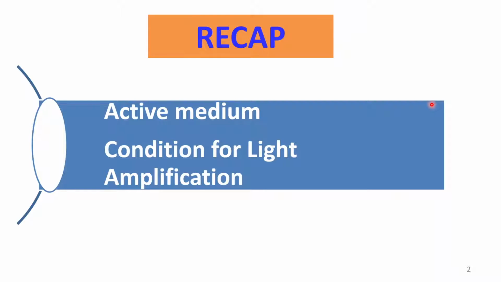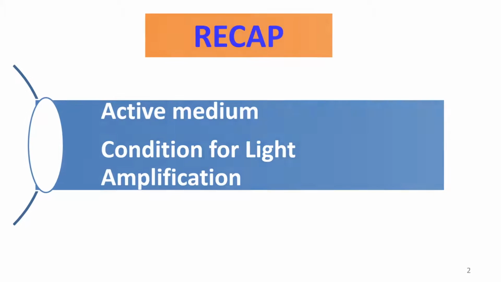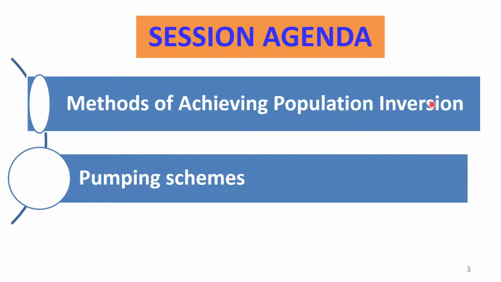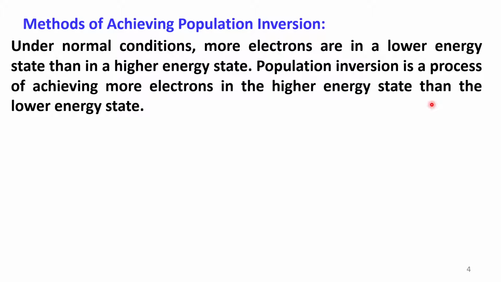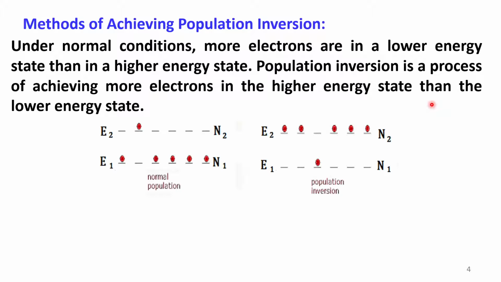Friends, in the previous lecture, we have seen about the active medium and the condition for light amplification. Today in this lecture, we are going to see about the different methods of achieving the population inversion and the different pumping schemes. Friends, now we are going to see in detail about the methods of achieving the population inversion.